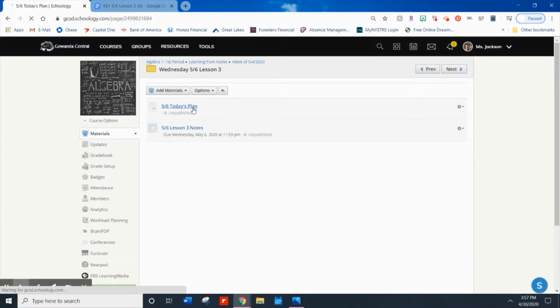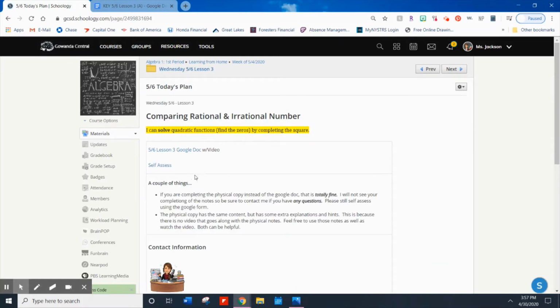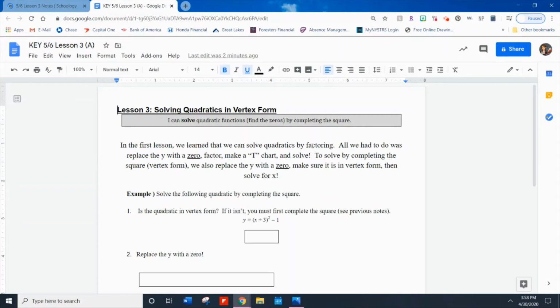Today's plan, or you could have gone right to the notes through that folder. And it will take us to our lesson 3, notes for solving quadratics in Vertex form. So our learning target is I can solve quadratic functions, which means to find the zeros by completing the square, meaning from Vertex form.